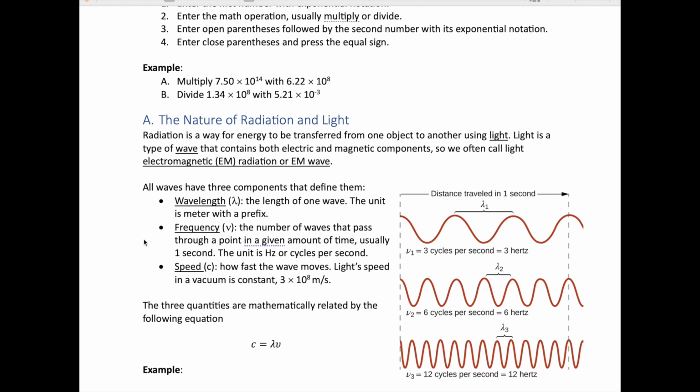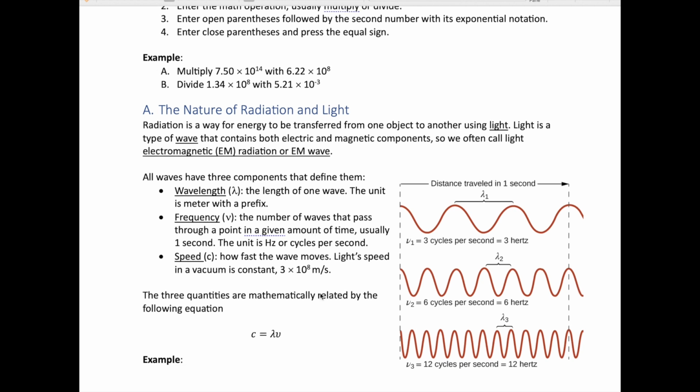All waves, whether it's electromagnetic or any other waves that you might see, for example, in the ocean, have three components that define them. So there is wavelength, which is just the distance between the peaks of these waves. So waves are illustrated by these squiggly lines. This is the wavelength of this particular wave. This is the wavelength of that particular wave, and this wavelength is shorter than that wavelength. And it's given the symbol lambda, and it's given a unit of meter or some kind of a prefix that's attached to meter, depending on how long or how short that wavelength is. Frequency is another component of a wave.